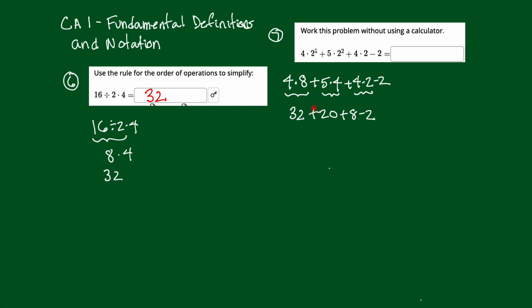Now I see what we've got here is an addition and a subtraction. So let's just go left to right. Right now, I'm going to do this step by step. So I'm going to first of all take care of these two. 32 plus 20, 52. And then plus 8 minus 2. You could probably do this all in your head at once if you liked. Now we'll do these two, which is moving left to right. 52 plus 8, that's a 60. And then minus 2. 60 minus 2, 58.